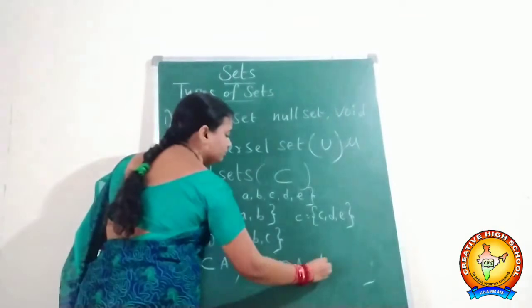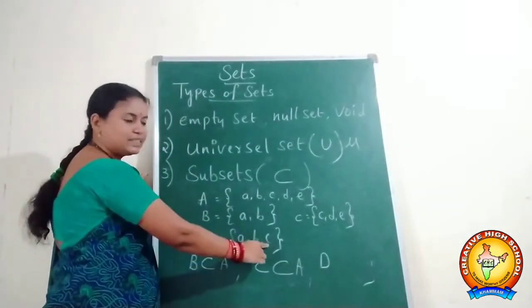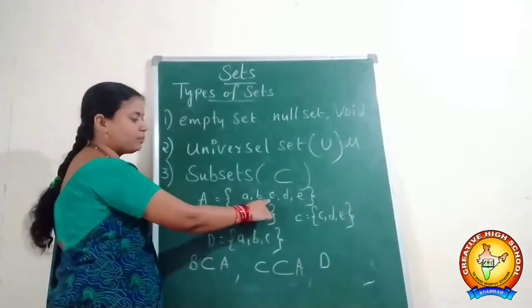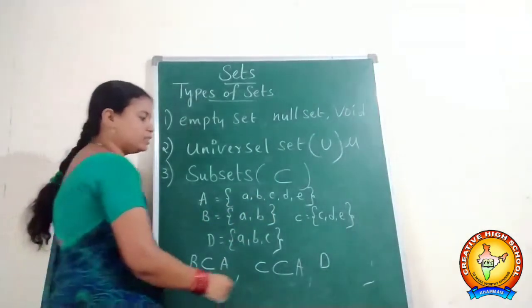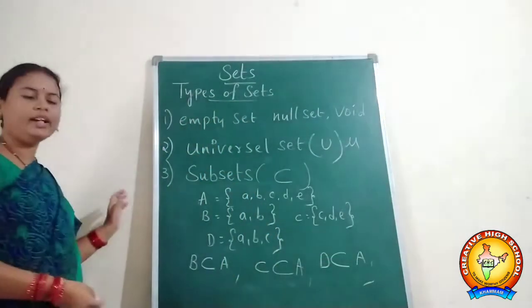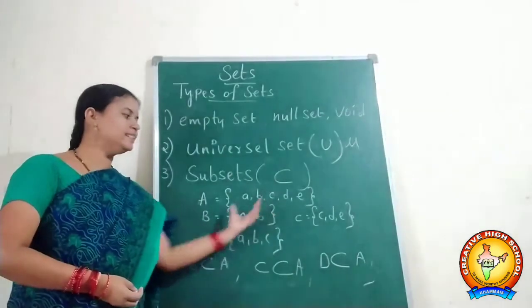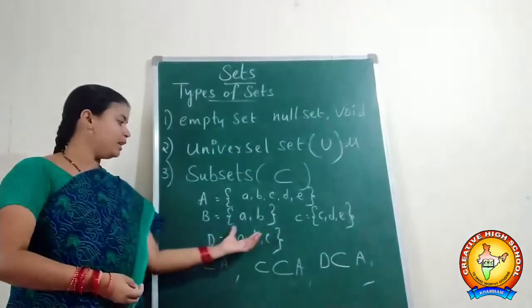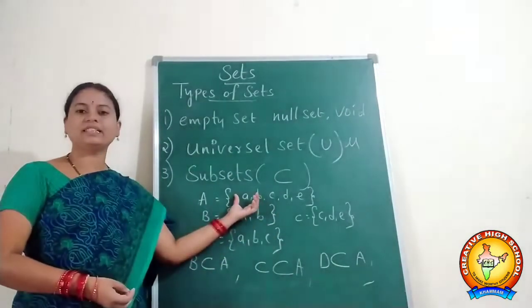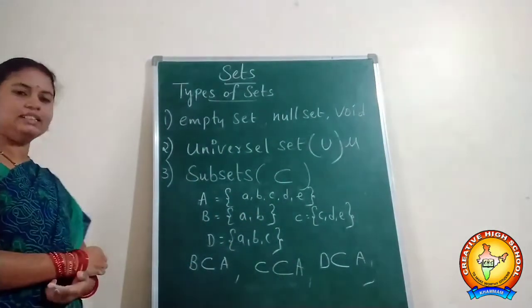And also D. See here, D has A, B, C elements. These A, B, C elements are present in set A. So that's why D is also called a subset of A. And A is called a universal set because all the elements of the subsets B, C, D are present in set A. So that's why A is called a universal set.